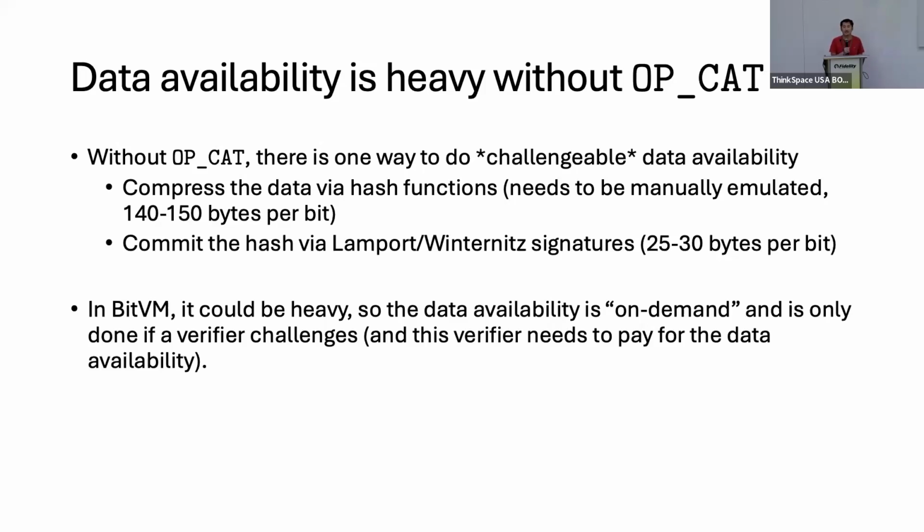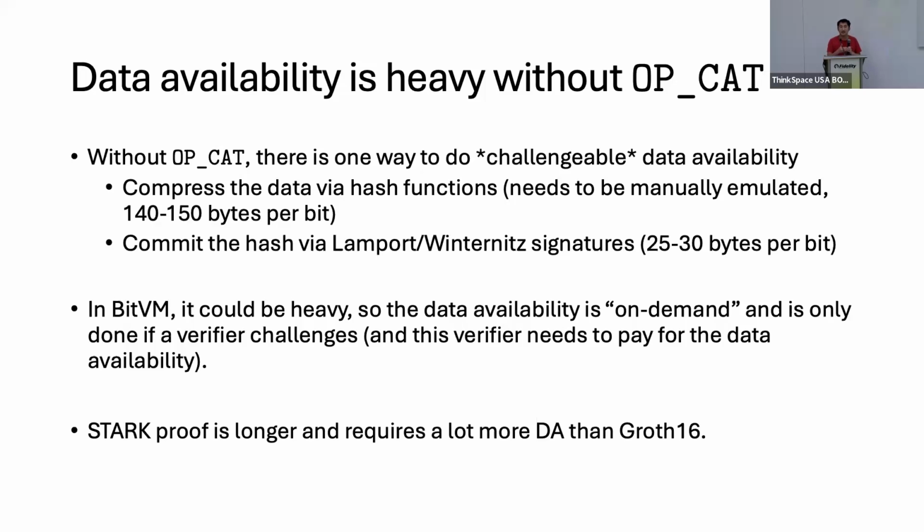So in BBM, what it says is that, okay, we will do this, but only on demand. If someone challenges that, I will post the data, and the person who challenged me will need to pay for the data publication fee. And that's not the idea in BBM. But what I want to say is that without Opcat, you actually don't have a lot of ways to do challengeable data availability, and every bit will be very expensive.